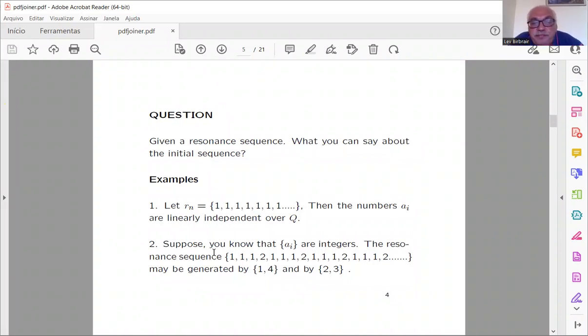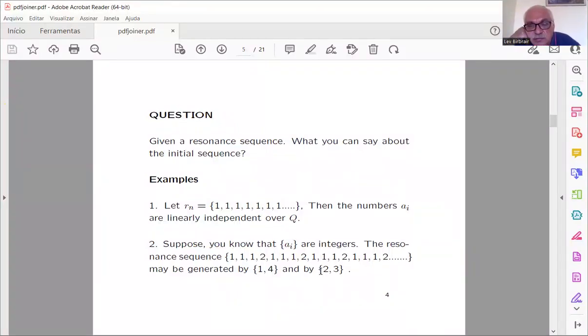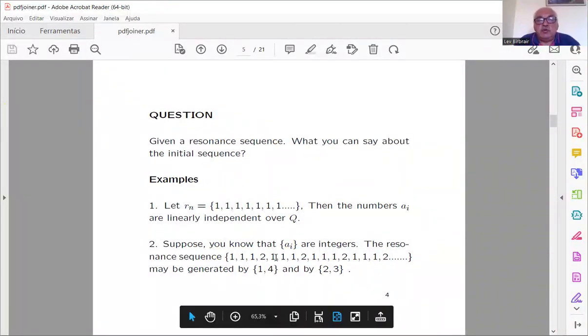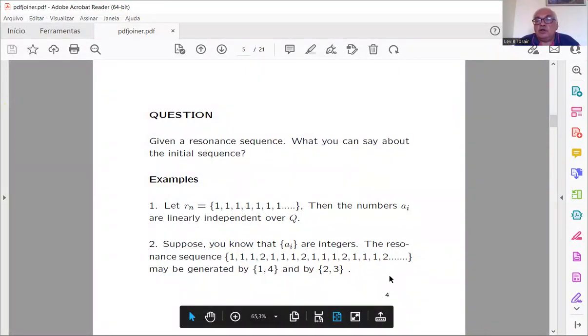And then the question that really interests people from combinatorics and number theory is this: suppose that the numbers Ai are integers. For example, if you have the resonance sequence 1, 1, 1, 2, 1, 1, 1, 2, 1, 1, 1, 2, and so on, then this sequence is generated by the pair 1, 4 or the pair 2, 3. This is how we resolve this inverse problem: if you have the resonance sequence 1, 1, 1, 2 repeating, then you know that the initial sequence is 1, 4, or 2, 3, okay?